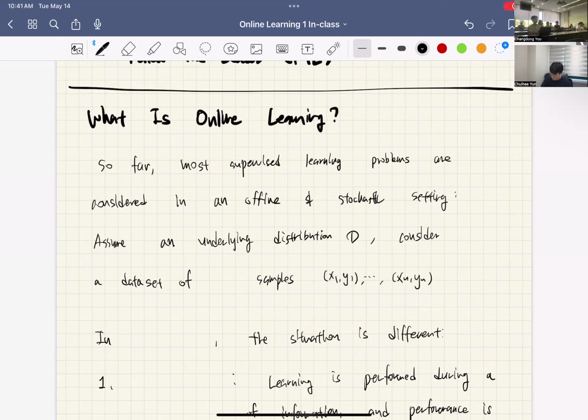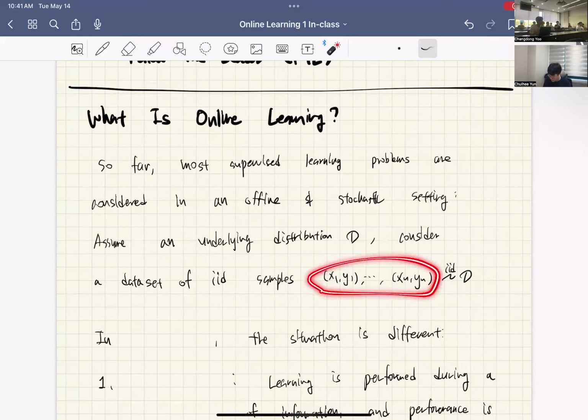And since you don't know the underlying distribution, you instead consider a data set of IID samples from the same data distribution, right? This is what I mean by stochastic, because we assume a probability distribution of data, and your data points are just IID samples from the same distribution. And what I mean by offline is you consider a chunk of data samples, a finite number of data points, and you collect those and then do some optimization and learning. Sometimes people also call this a batch setting, so we have a batch of data and then try to do some learning out of it.